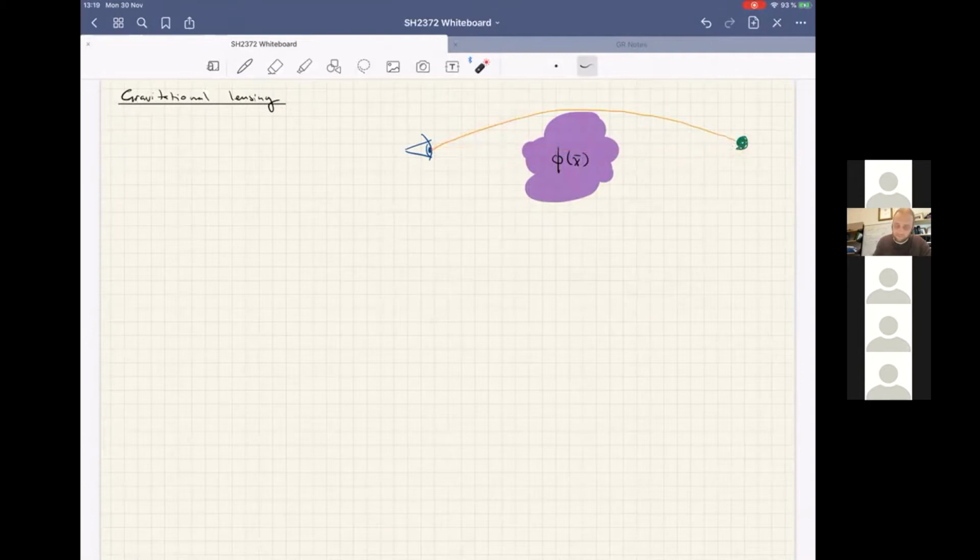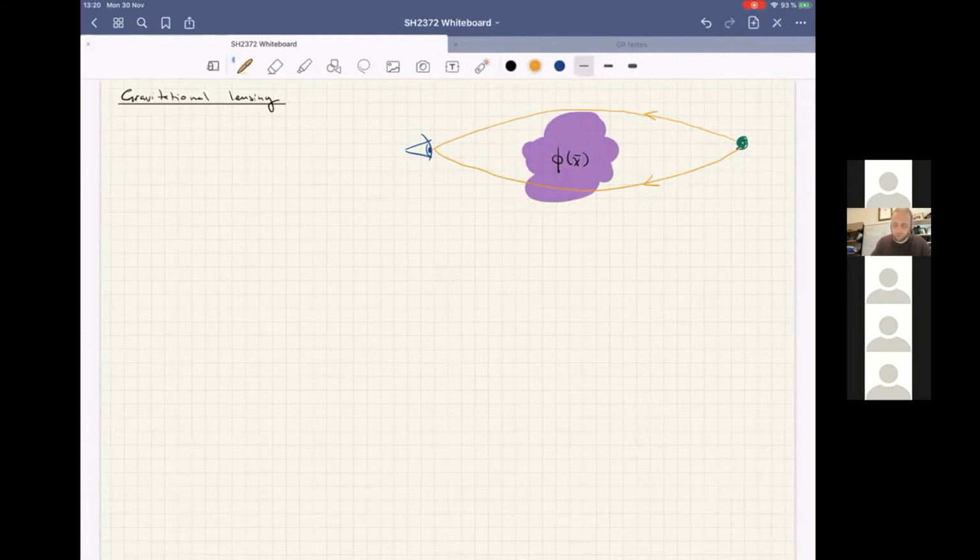And it could also be the case that the light can take several paths in order to get to this observer. And then this observer will see several images of the same object in different positions. In the weak field limit, we will also have kind of distortions of the background and so on. But this is the topic that we're going to discuss today. How does gravitational lensing work in the weak field limit?